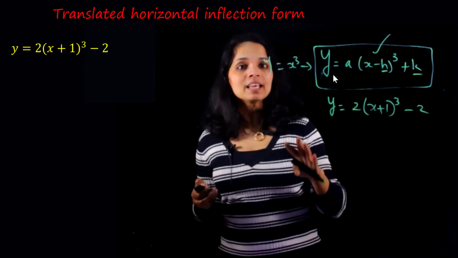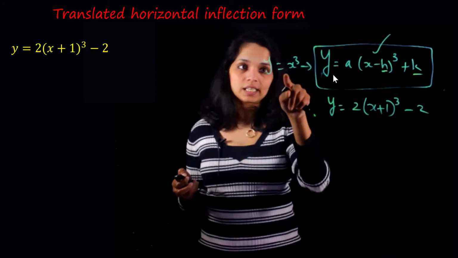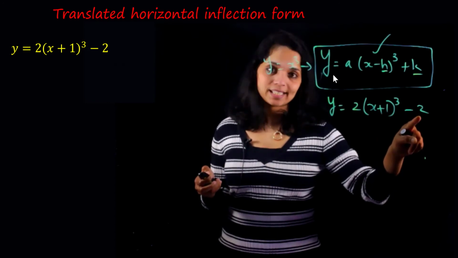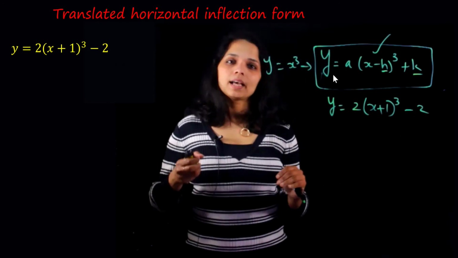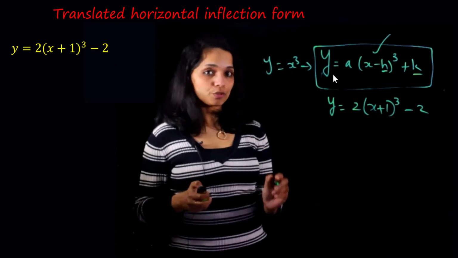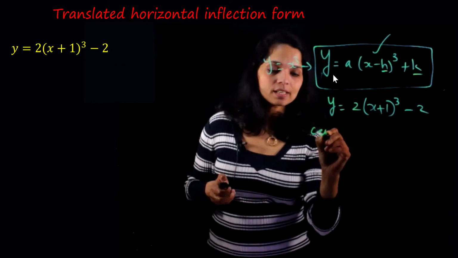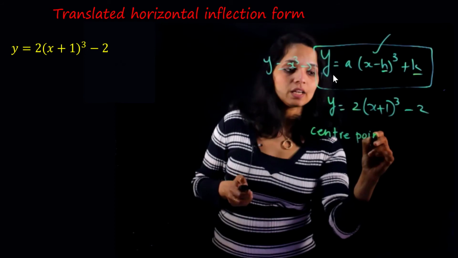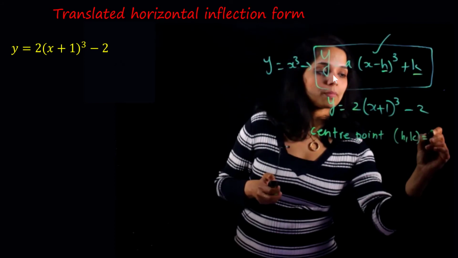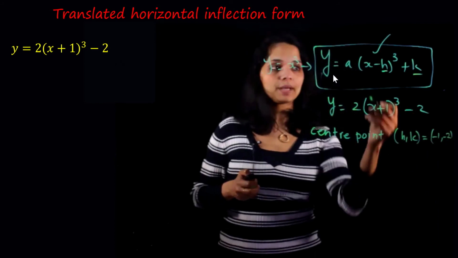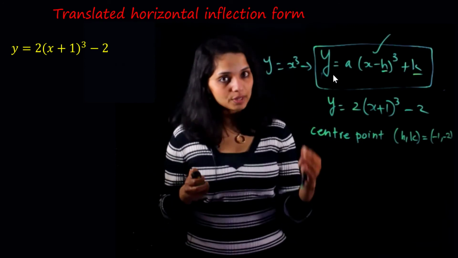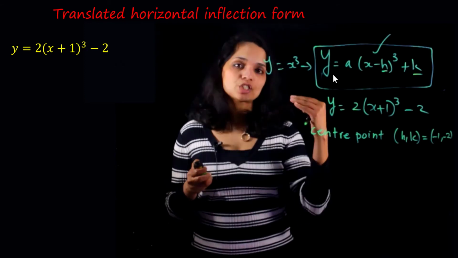So this is simply a set of transformations applied to this one: dilated by a factor 2, and then a horizontal translation by minus 1 and a vertical translation by minus 2. But instead of applying these transformations, which could be a little bit tricky to plot, what we're going to follow is find the center point, which is quite easy if we are given this form. It's (h, k), and that's (minus 1, minus 2), by comparing these two equations. So we got the center point, and this is also, as I said before, an inflection point and also a stationary point, or stationary inflection point.